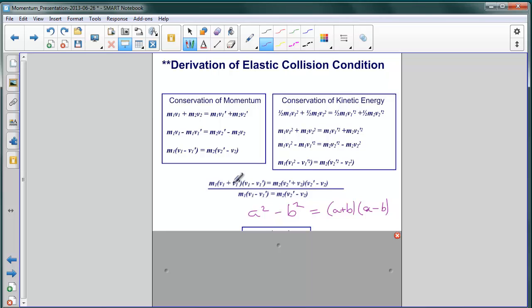So if we look above and below at the numerator and the denominator on each side, we can see that the terms involving the differences of velocity are eliminated, as well as the masses. And now we're simply left with the equation that we talked about before, which is v1 plus v1 prime equals v2 prime plus v2.